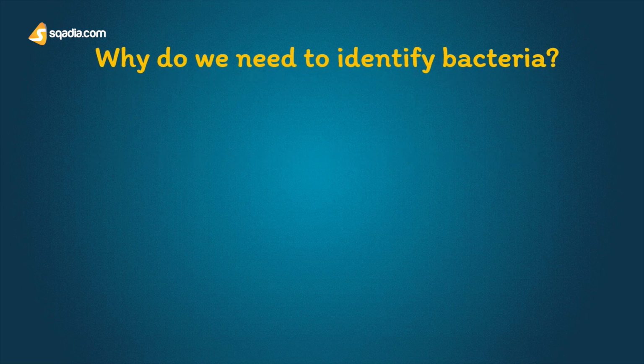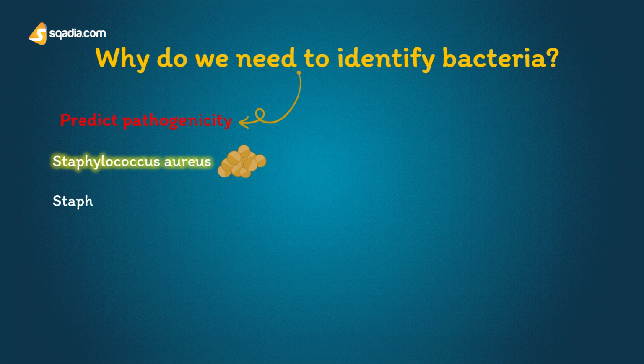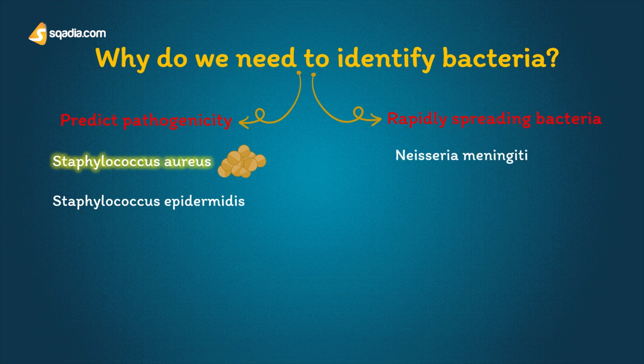Well, this is necessary to predict their pathogenicity, as a Staphylococcus aureus isolated from blood is more likely to be causing disease than Staphylococcus epidermidis. It is important to identify organisms that spread widely in the community and cause serious disease, such as Neisseria meningitidis, so that preventative measures can be taken.